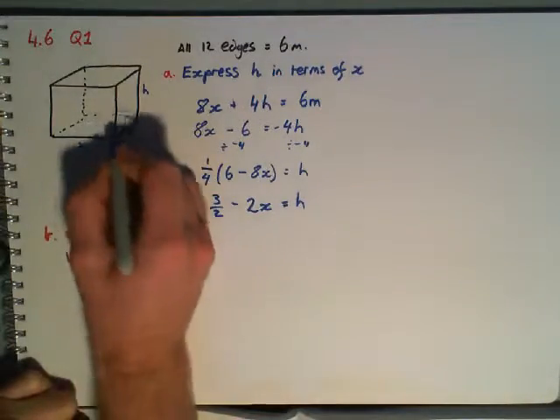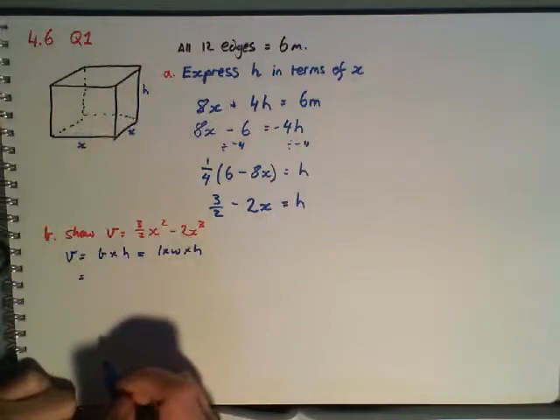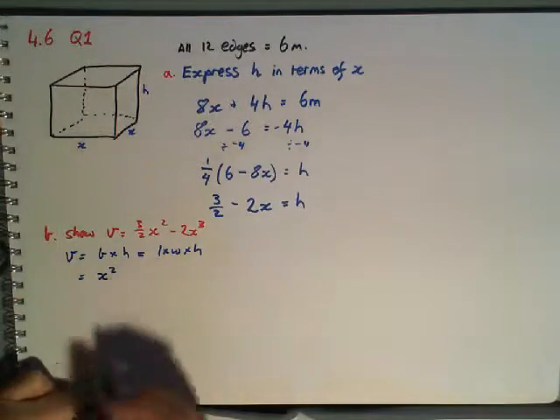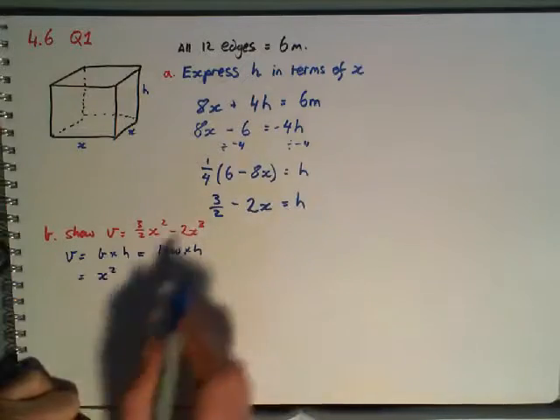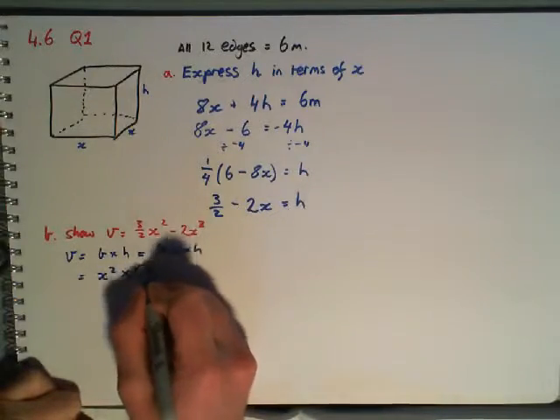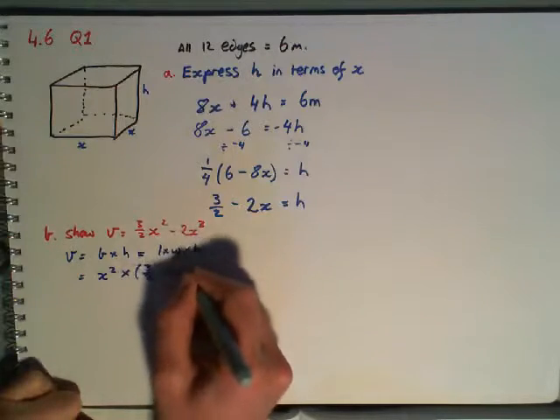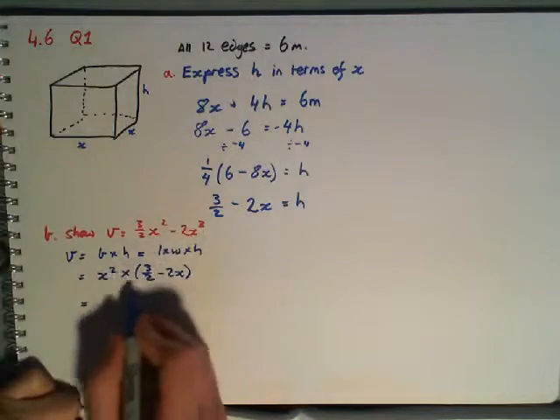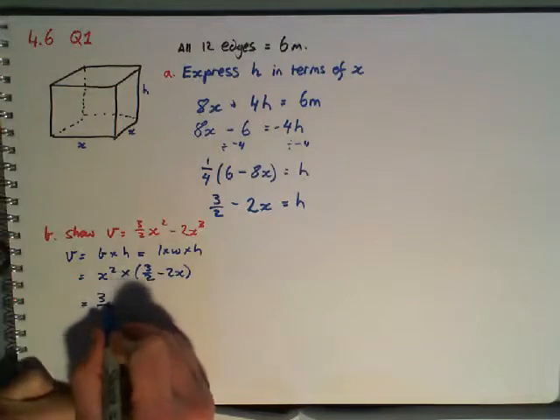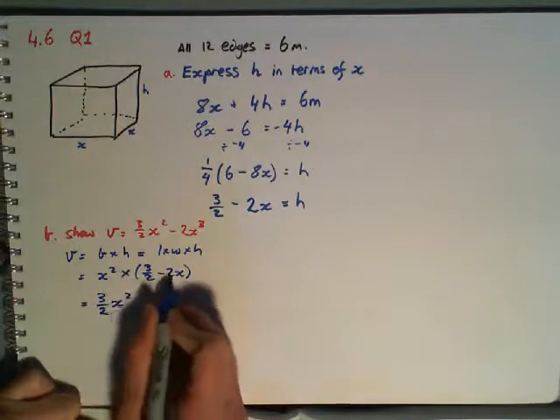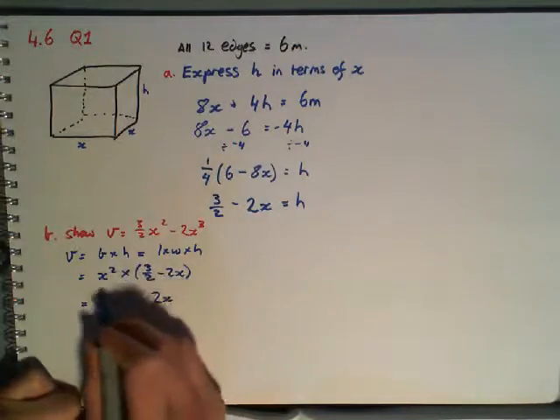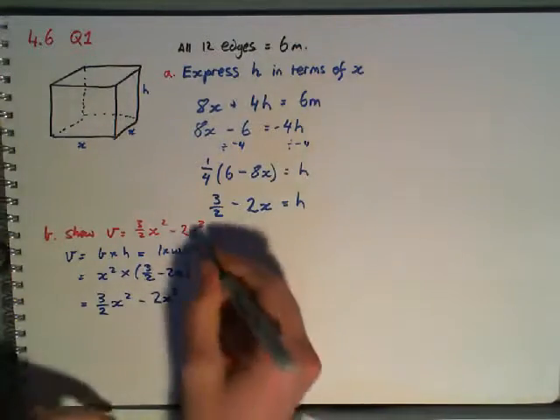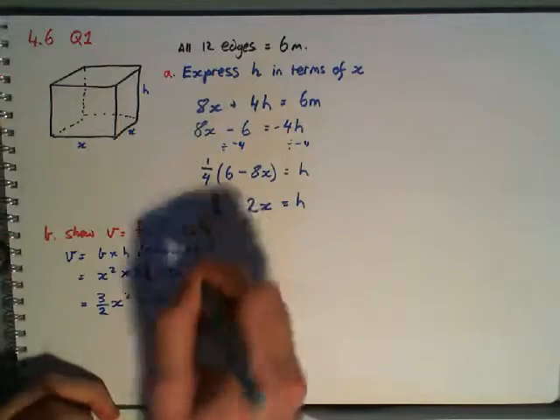Now, for the area of the base, we know x and x are the same, so the base is going to be x squared. And the height we've just worked out in part A, so we'll multiply that by our answer there. So we get x squared times 3 over 2 take 2x, and x times x squared is x cubed. And if you notice, that's what the question was asking. Okay, so pretty straightforward.